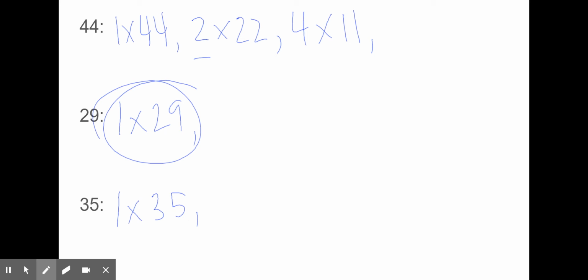So now we move on to 4. 4 is not going to work either. 4 times 8 is 32. 4 times 9 is 36. We skip right over 35.